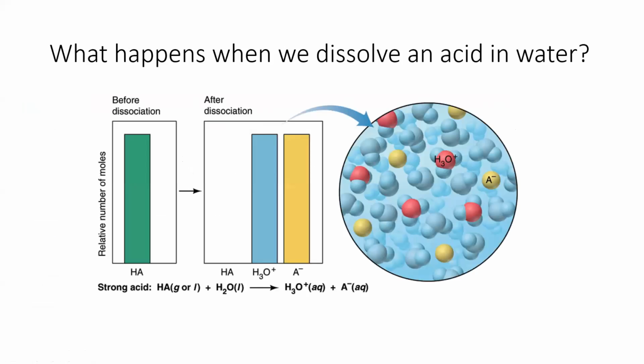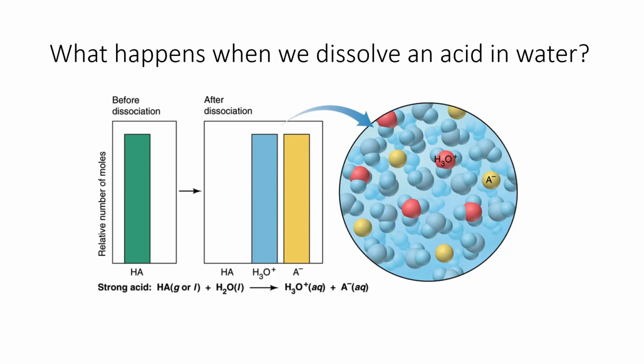So the first thing to realize is that when we dissolve an acid in water, if we have hydrochloric acid, we're dissolving molecules of HCl in water. If we have sulfuric acid, we're taking molecules of H2SO4 and dissolving them in water. Not all of the molecules stay together as one. For our strong acids, they completely separate, or what we call dissociate.